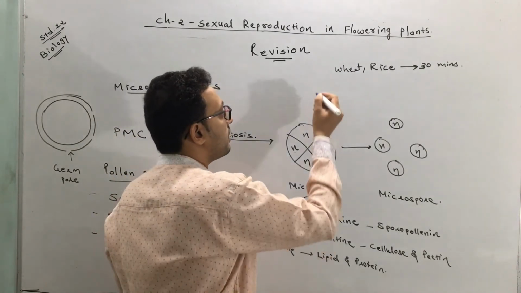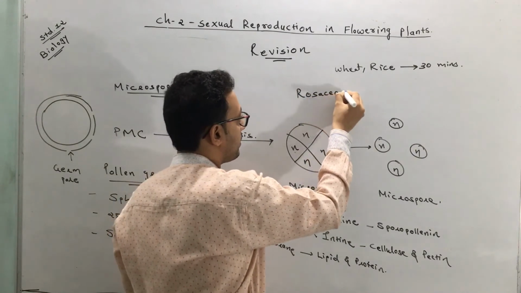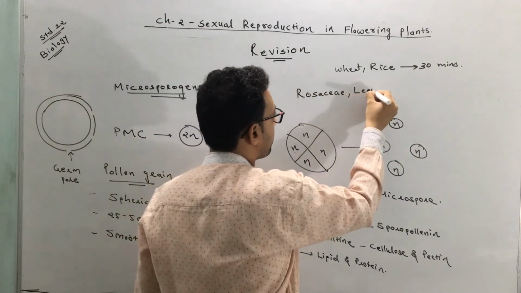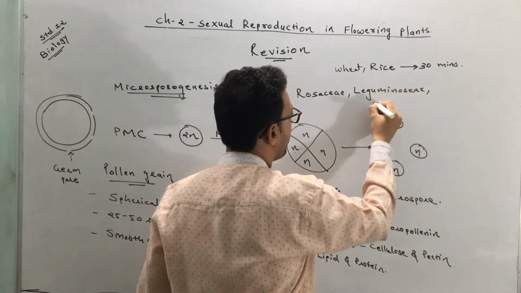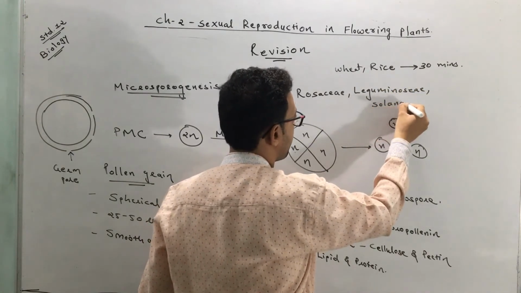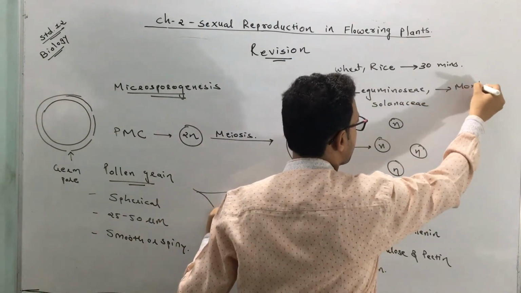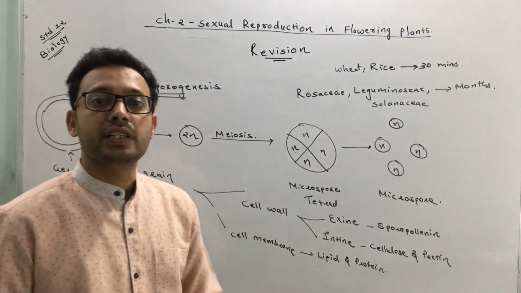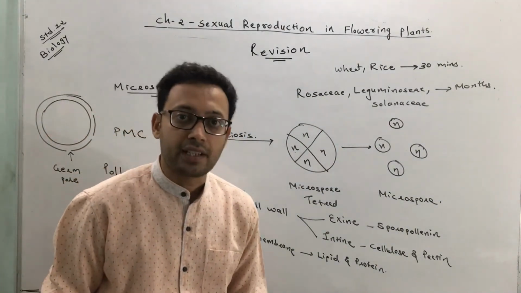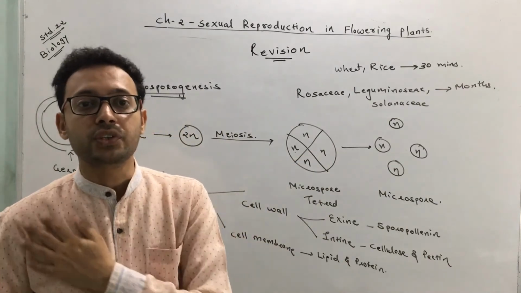Whereas in the case of certain plants of the Rosaceae family, Leguminosae family, and Solanaceae family, they can remain viable for months. So the viability of pollen grain may vary from plant to plant, and it ranges from a few minutes to a few days to a few years.